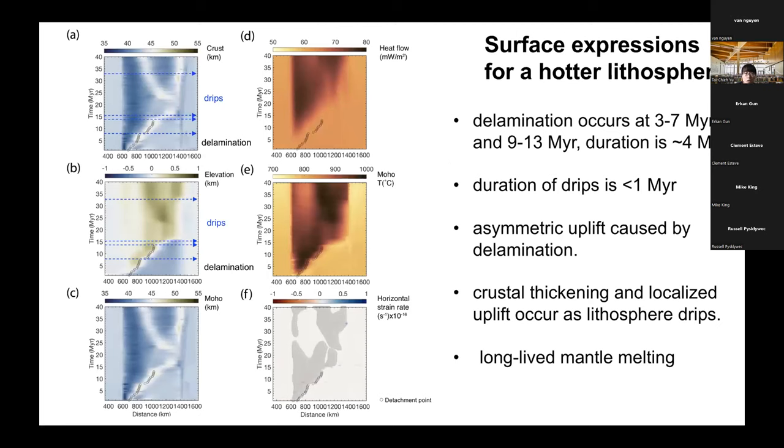For a hot lithosphere, the surface expressions look more complicated than the reference model. First, there are several drips and two episodes of delamination to remove the lithosphere. Second, the duration of the delamination is less than 4 million years, whereas the duration of the drips is less than 1 million years. And the third one is the symmetric uplift is caused by the straining delamination. When the drips occur at 33 million years, there is localized crustal thickening before the drip and localized uplift after the drip. Lastly, the mantle melting in the thinning regions can last for 40 million years, which shows long-lived mantle melting.